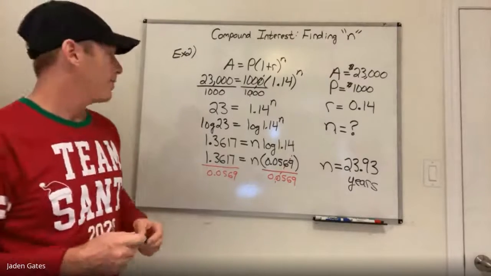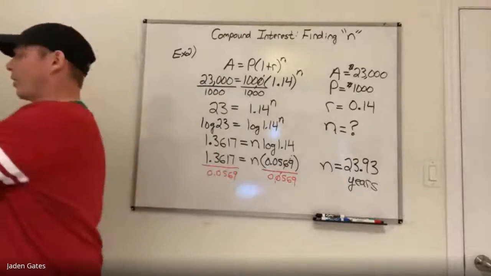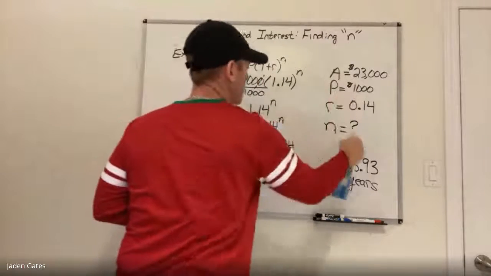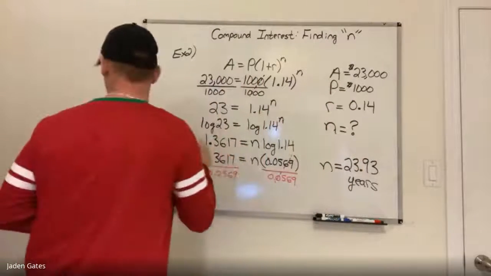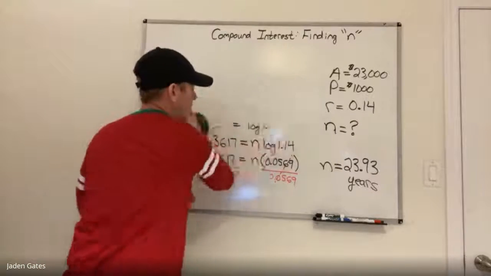Now, we're going to switch it up here. All right, so we're going to look at our other compounding periods, not just annual. So we'll mix it up here. But again, we're going to find n. We're going to end up using logs.